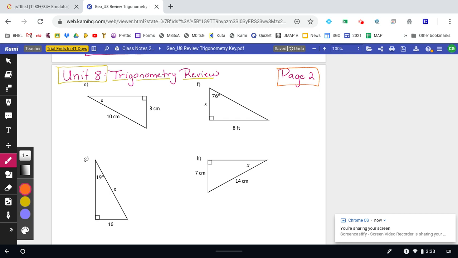All right, so we've got a triangle. Okay, so let's talk about SOHCAHTOA. SOHCAHTOA, just another way to write that.